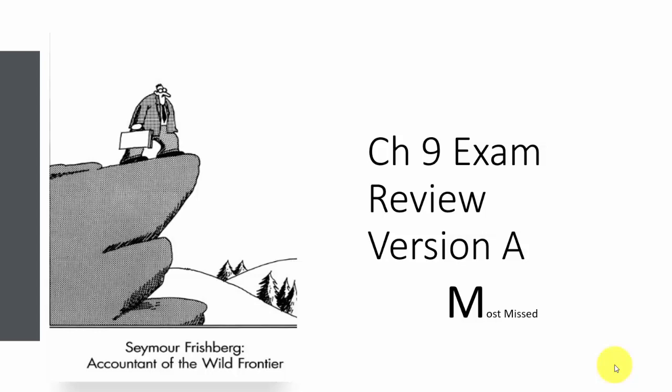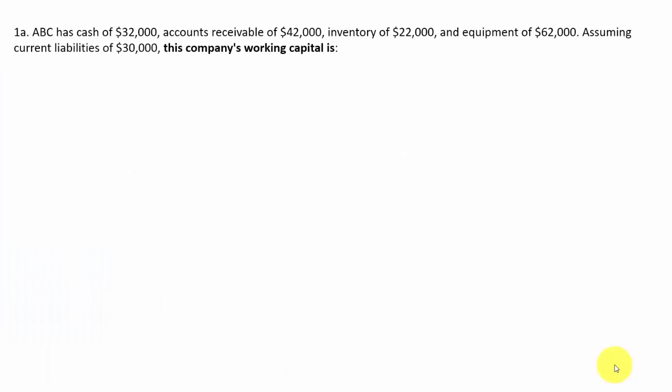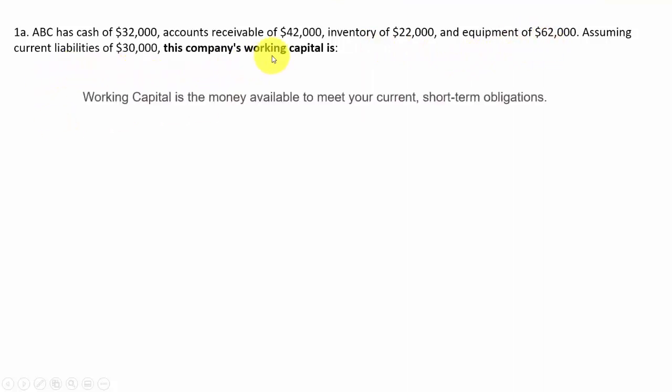Chapter 9, Exam Review, Most Missed Questions. First question. ABC has cash of $32,000, accounts receivable of $42,000, inventory of $22,000, and equipment of $62,000. Assuming current liabilities are $30,000, the company's working capital is what?